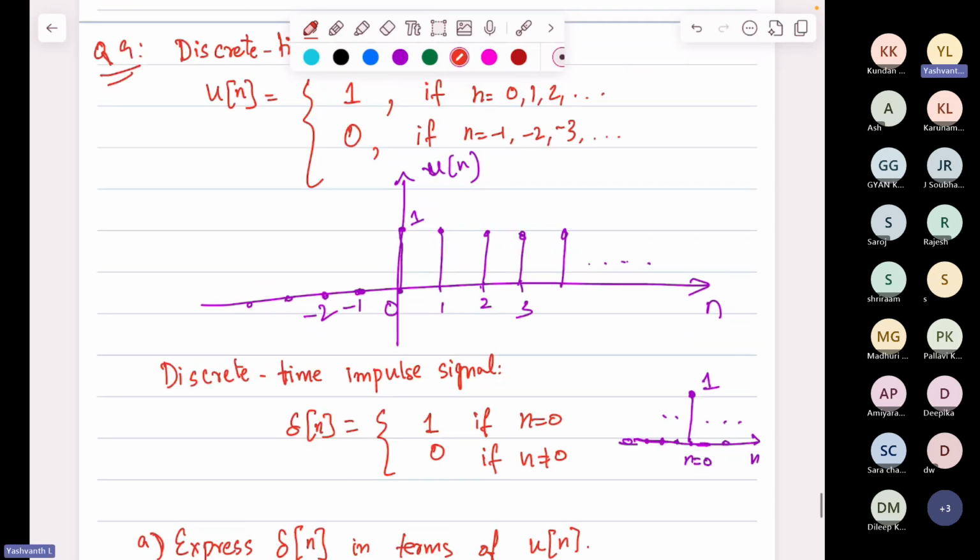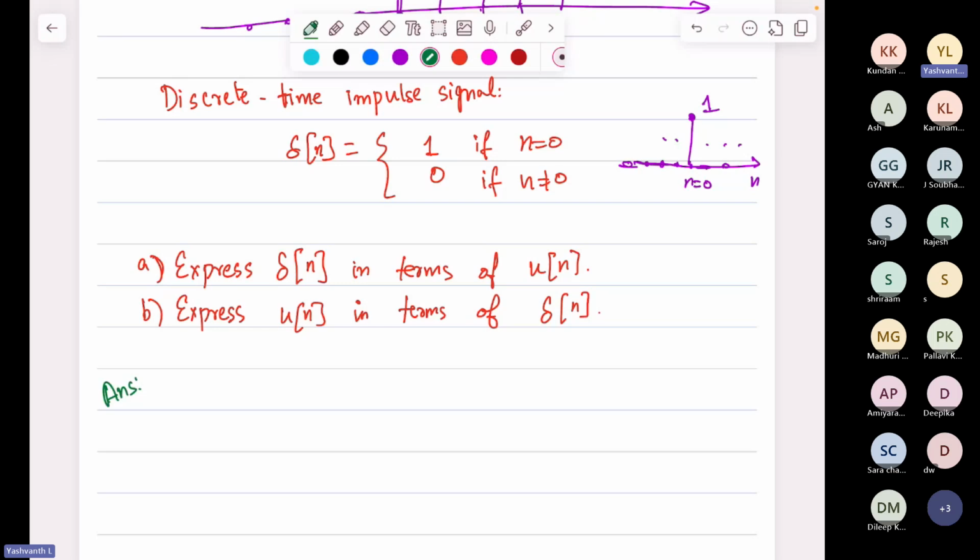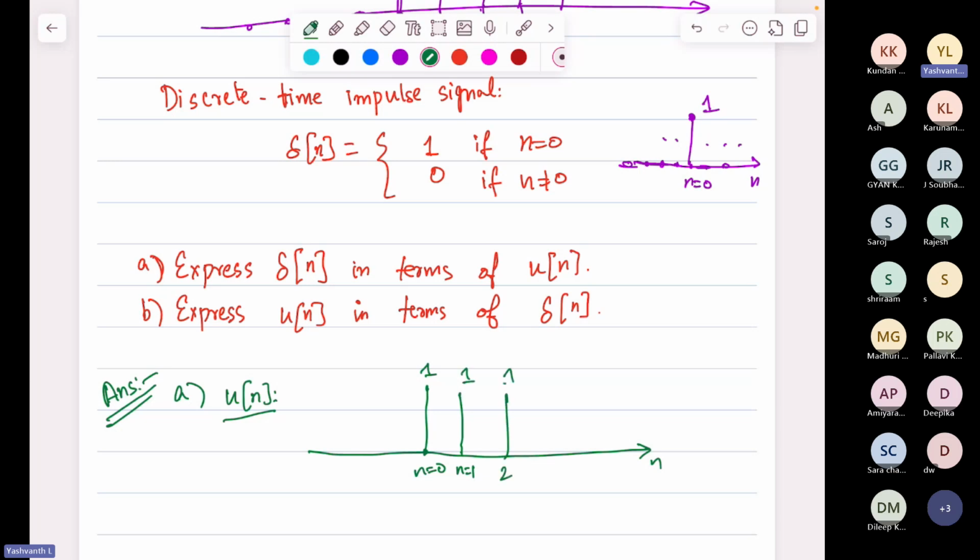Okay, let's do this. So very simple again. As I do, you will see how simple it is. First is A. That is, I want to express delta of n in terms of u of n. Now, what is u of n? It is of this form. At n equal to 0, I will have 1. At n equal to 1, I will have 1. N equal to 2, I will have 1, and so on. But at n equal to minus 1, I have 0.